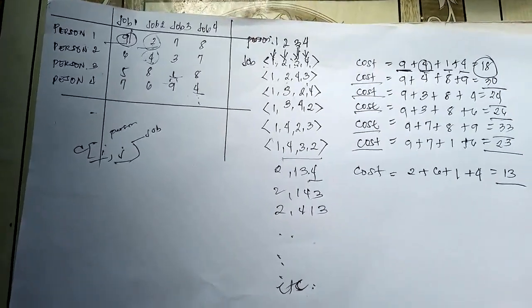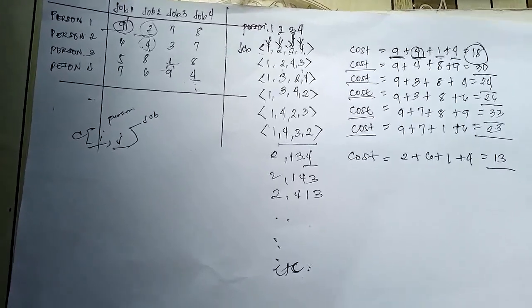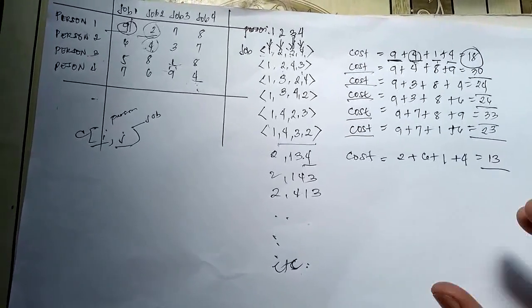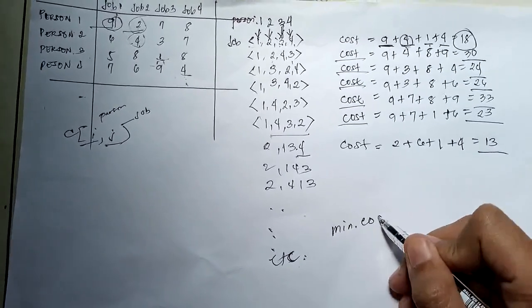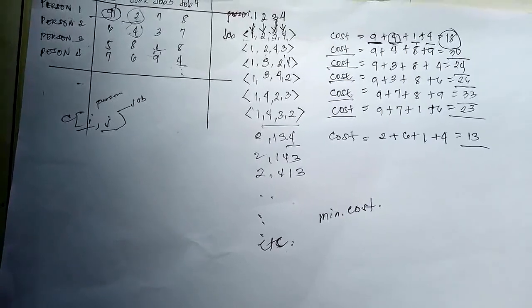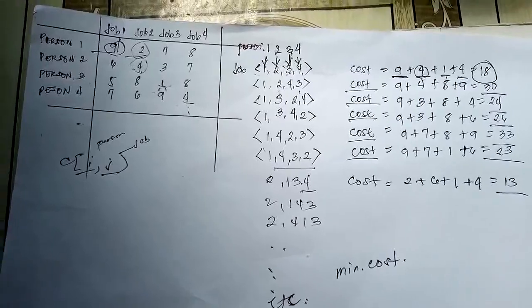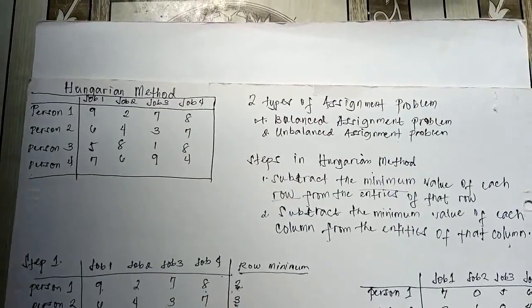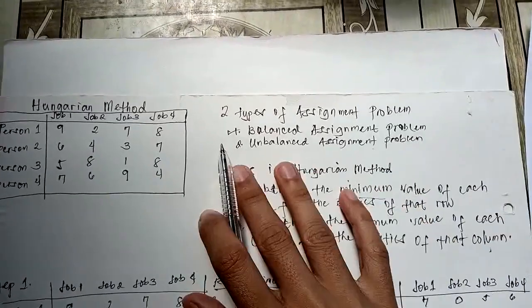Okay, so that is an exhaustive search. It is a bit tiresome, because you have to go through all the possibilities to get the minimal cost. But there is another, easier way, which is called the Hungarian method. So let's find out what the Hungarian method is. In the Hungarian method, we have two types of assignment problem here.